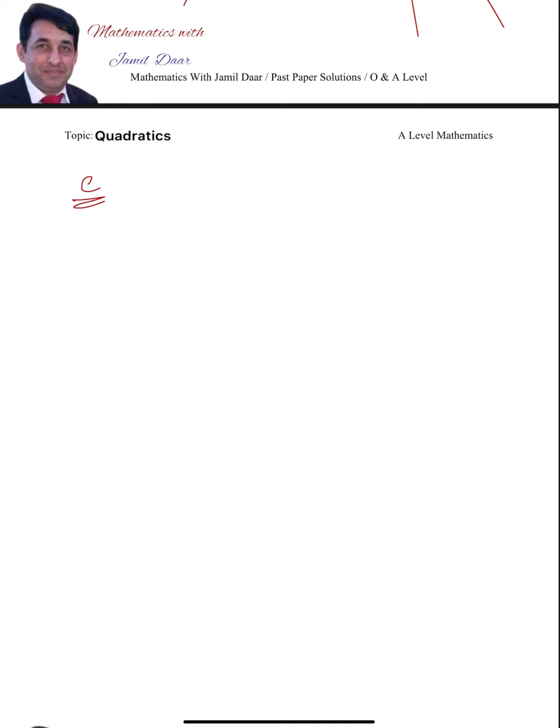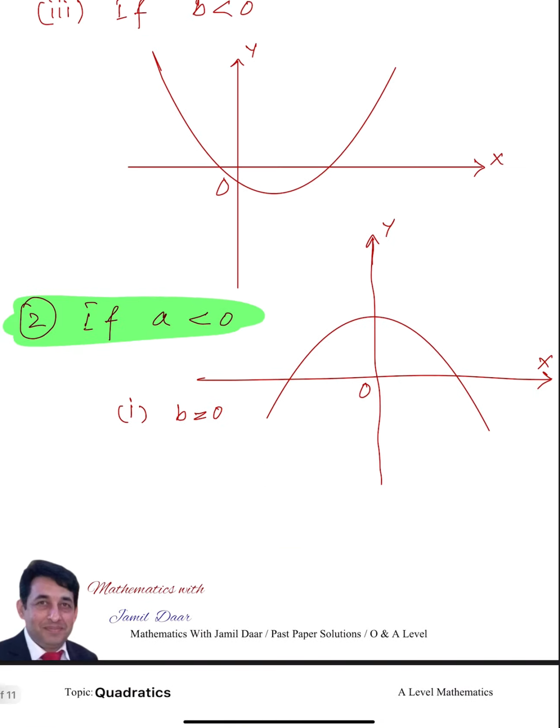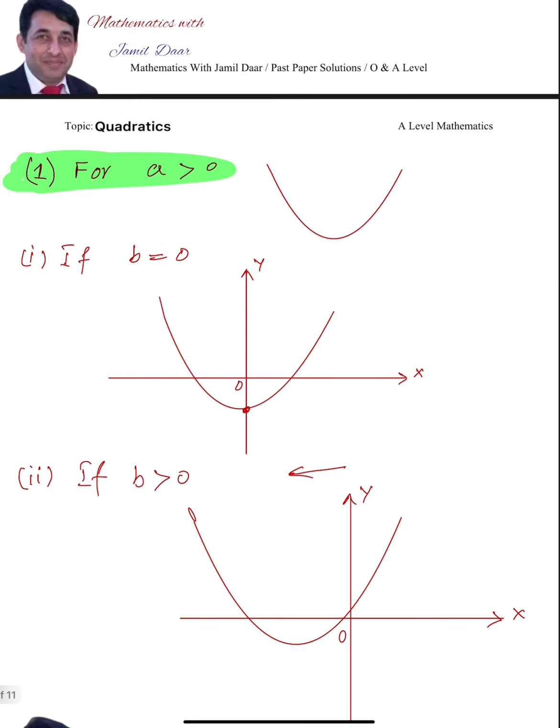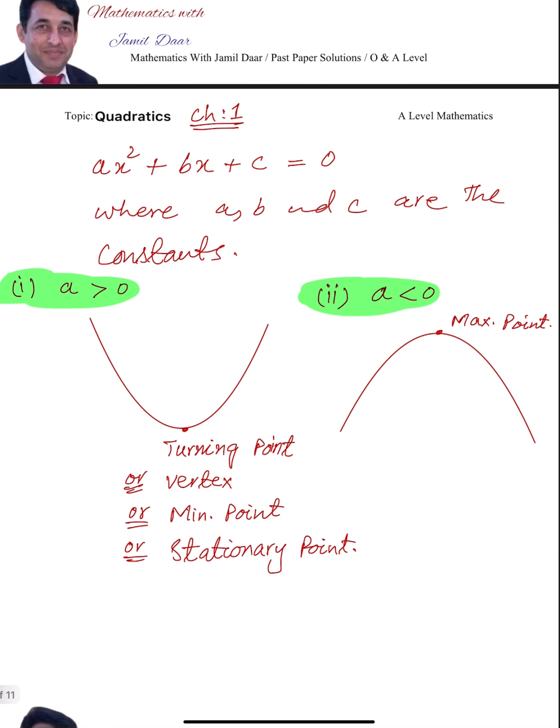So this is how a, b, c, the coefficient of x square, the coefficient of x, and the constant, change the sketch of the graph of the quadratic equation.